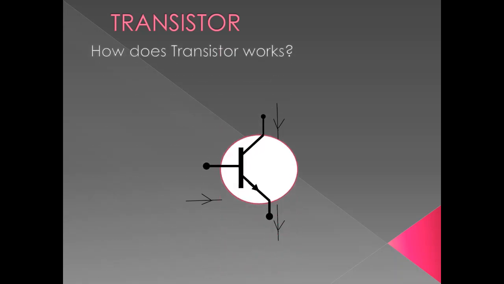Okay, so here is the diagram. The flow of current in the collector terminal is represented by IC, the collector current. The current flow from the base terminal is IB, which we call the base current. Similarly, the current flow at the emitter terminal is called IE.